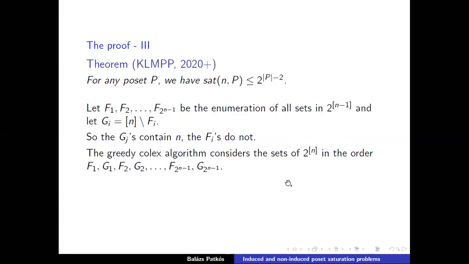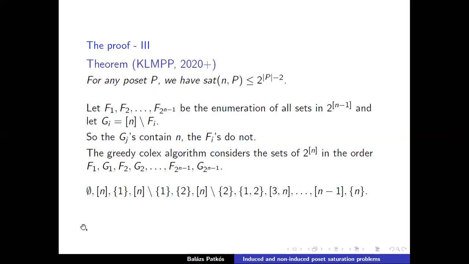The order that we are going to consider looks like this. I take the very first element of the colex order and then its complement. Then the second element of the colex order and then its complement. And the third element of the colex order and then its complement, and so on. So in particular, we'll have 2^(n-1) many pairs, and they are ordered according to their F set in the colex ordering, and the G's are just the complements, and they are considered immediately after their counterparts. Okay, so this is how it's going to work.